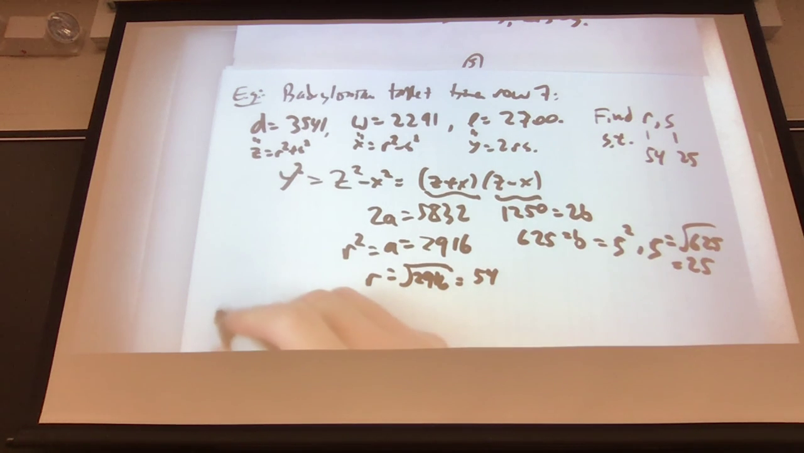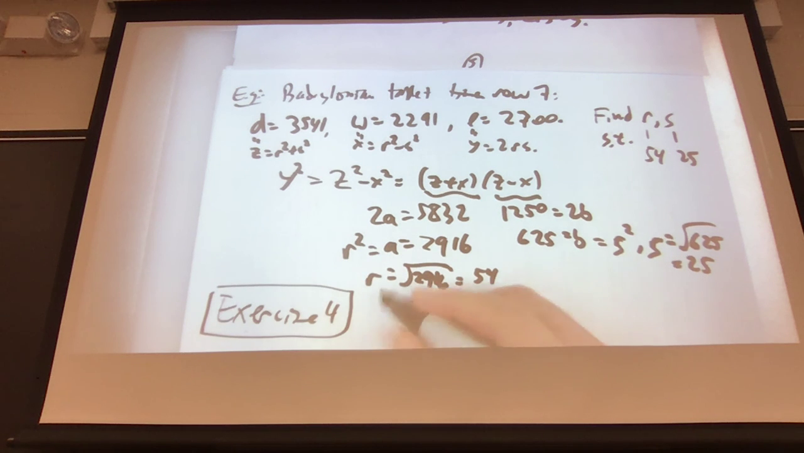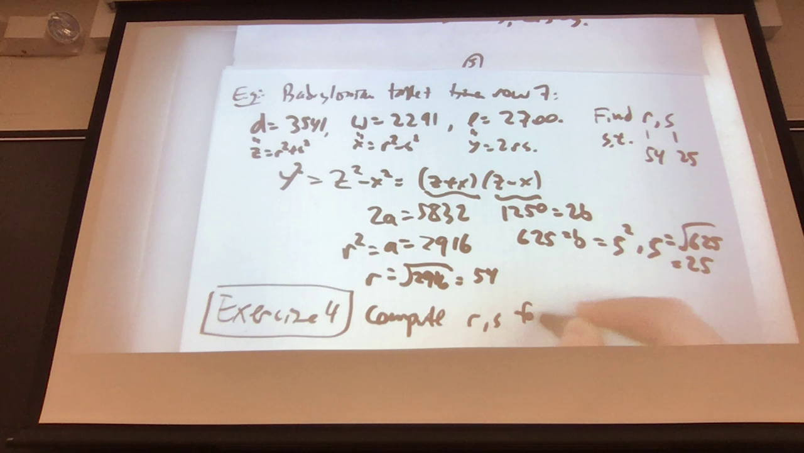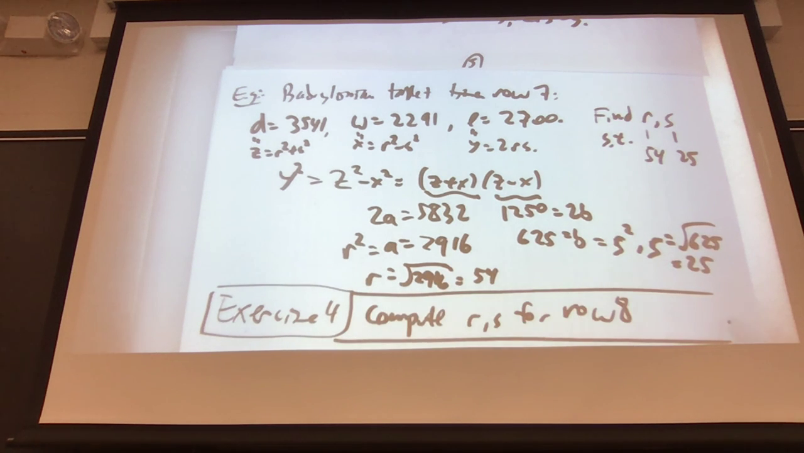And let's make an exercise. Exercise 4, is it? Exercise 4. Compute R and S for row 8 in the Plimpton tablet. Okay?